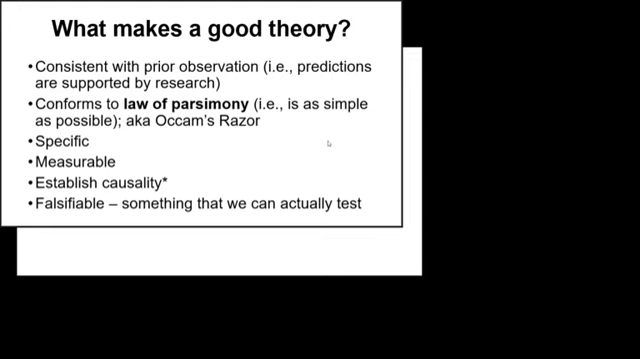The next thing that we want from a good theory is for it to be specific. We want to know exactly why A and B are related, because if you don't have those specifics, it can be very hard to predict what will happen. So you need those specifics in your theory to be able to generate good hypotheses. We also want to make sure that our theory leads to things that are both measurable and falsifiable.